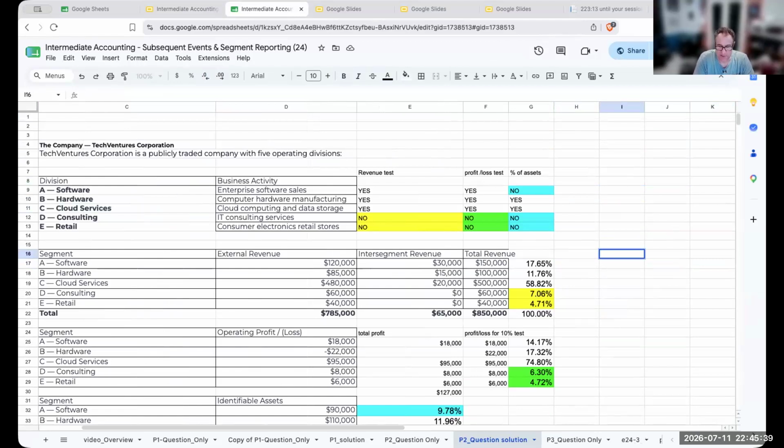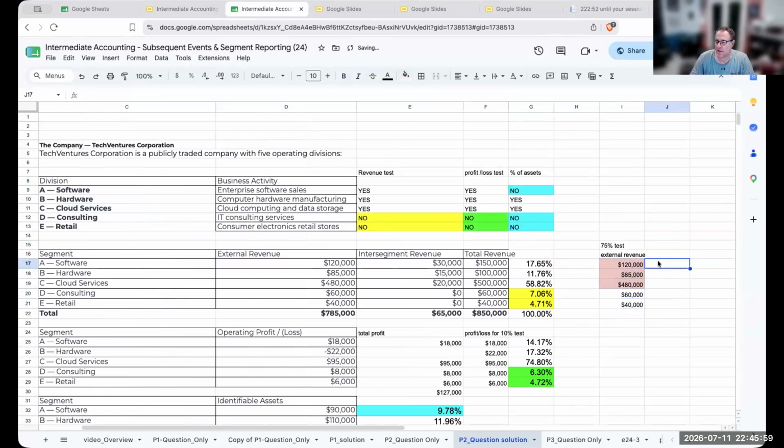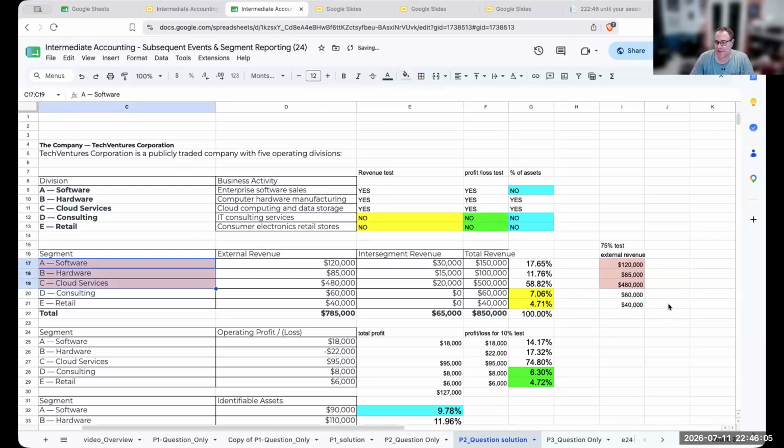So what we're going to do is external revenue, and this is our 75% test. So this is going to be 120,000, 85, 480, 60, and 40. Now, what we're defining as reportable segments are going to be parts A, B, and C. So we're basically saying that these A, B, and C right over here are going to be our reportable segments. And this is the big drama, right?